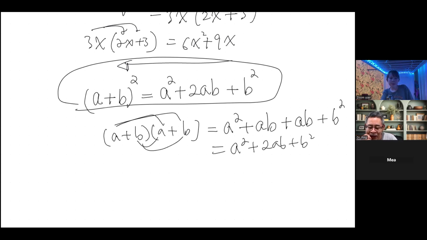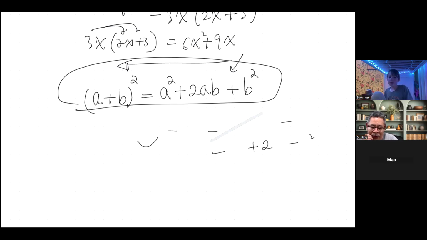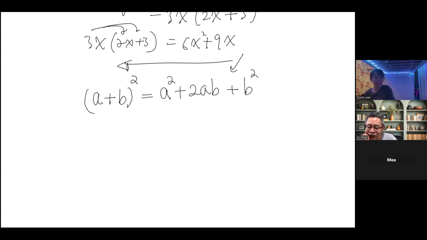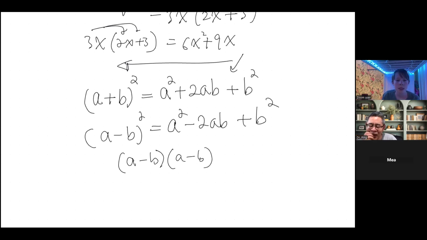Okay, and another one that is very useful is called the square of difference. This is called square of sum. Square of difference is (a - b) squared. That will give you a squared minus 2ab plus b squared. Now again, if you want to remember it, it's (a - b) times (a - b). That's what (a - b) squared means, right? The exponent means the base, this is called the base, is multiplied by itself twice.